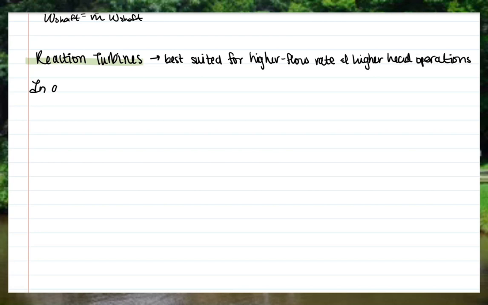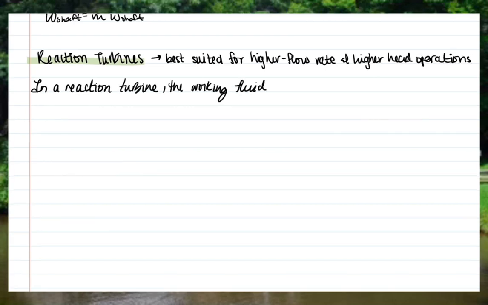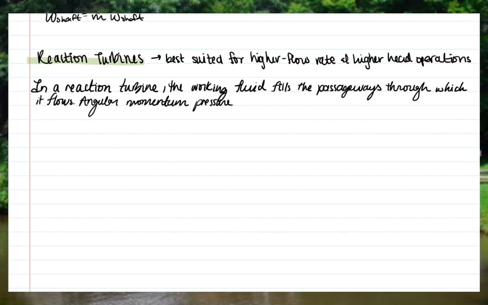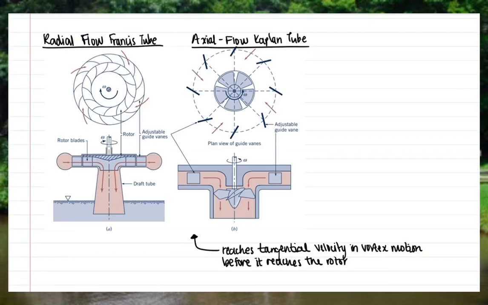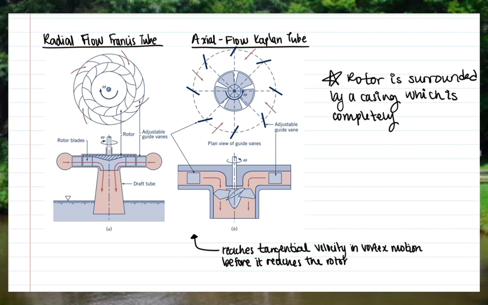While impulse turbines are best suited for lower flow rate and higher head operations, we can move on to reaction turbines, which are best suited for high flow rate and lower head operations. In a reaction turbine, the working fluid fills the passageways through which it flows. Angular momentum, pressure, and velocity of the fluid decrease as it travels through the turbine rotor. Here, the turbine rotor extracts energy from the fluid. Moving on to some examples of reaction turbines, we have the radial flow Francis turbine and the axial flow Kaplan turbine. The main thing to take away here is that the rotor is surrounded by a casing, which is completely filled with the working fluid.